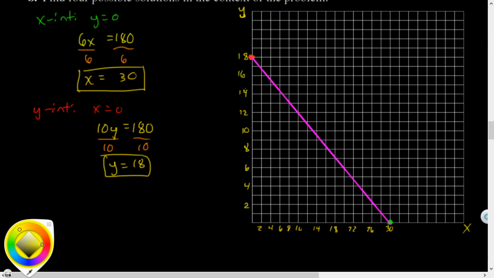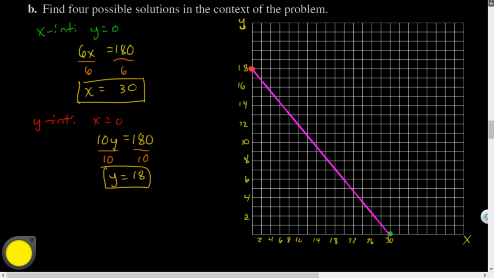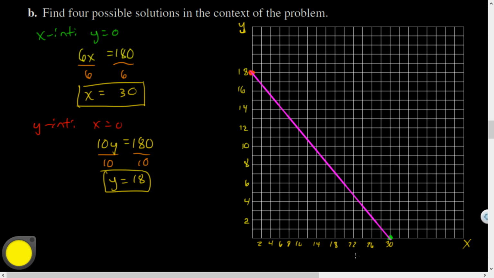This is the idea. And so any point that is a whole number on this line, whole number for both x and y, would represent a possible solution for this, right? Because x represents the number of small tables, and y is the number of large tables. Okay, so that's what those represent. So let's think of what some possible solutions of this might be and interpret what those mean. That's what it says. Find 4 possible solutions in the context of the problem.